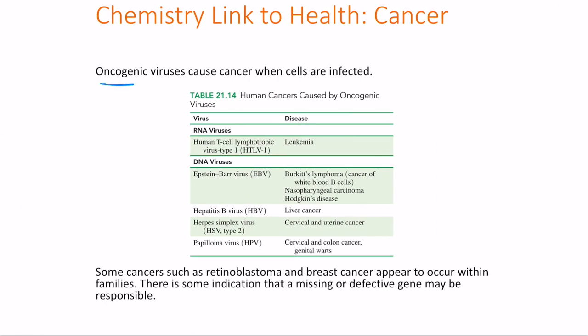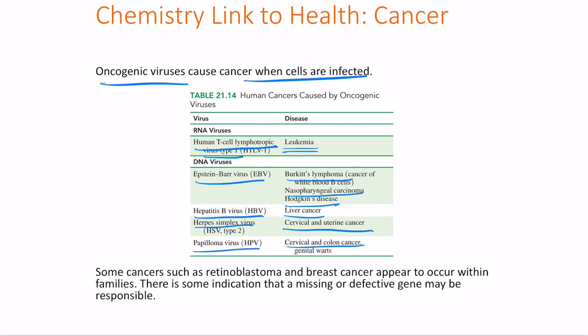You have oncogenic viruses that can cause the disease as well. For example, human T cell lymphotropic virus type 1, or HTLV-1, can cause leukemia. DNA viruses such as Epstein-Barr virus can cause Burkitt's lymphoma, which is the cancer of the white blood B cells. It can also cause nasopharyngeal carcinoma and Hodgkin's disease. You have hepatitis B virus, which can cause liver cancer. Herpes simplex virus can cause cervical and uterine cancer. Papilloma virus can cause cervical and colon cancer and genital warts.